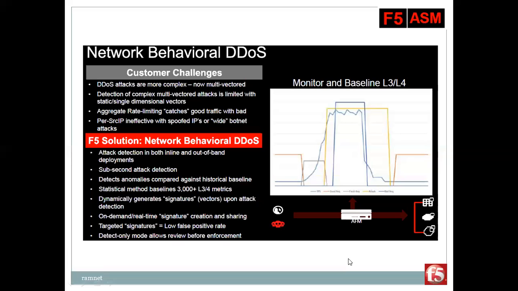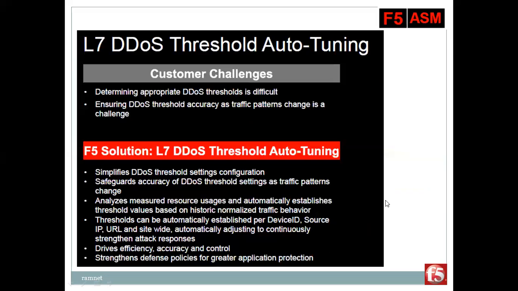Network behavioral DoS, customer challenges. DDoS attacks are more complex and multi-vectored. Detection of complex multi-vector attacks is limited with static, single-dimensional vectors. Aggregate rate limiting catches good traffic along with the bad, something like that. It goes on. The F5 solution has attack detection in both inline and out-of-band deployments. Subsequent attack detection is compared. There are so many solutions we have to come across this network behavioral DDoS.